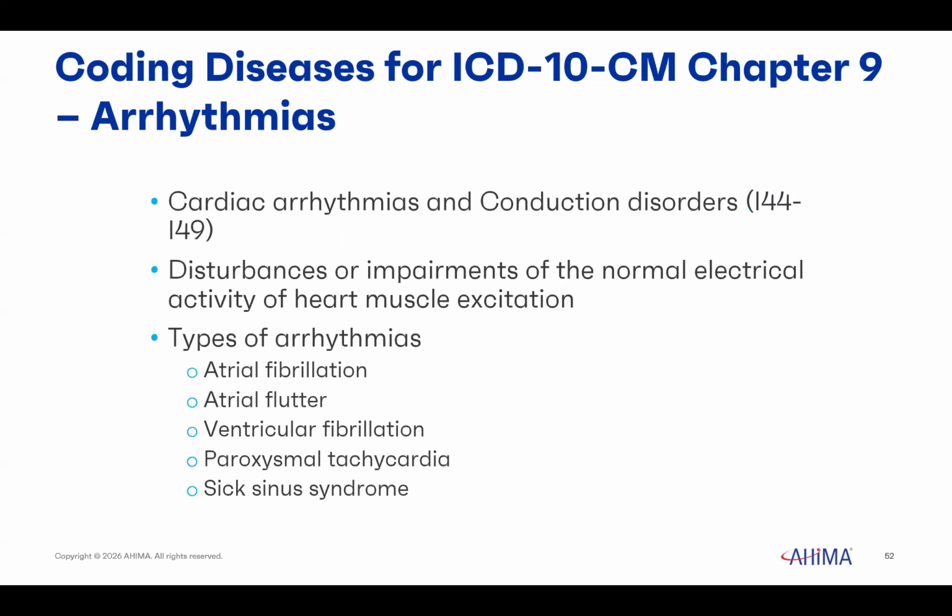And of course, we can have cardiac arrhythmias. These are conduction disorders. These can be disturbances. And you see terms like atrial fibrillation, atrial flutter, ventricular fibrillation, sick sinus syndrome. And these are the terms that you would use in the alphabetic index to find the correct codes.